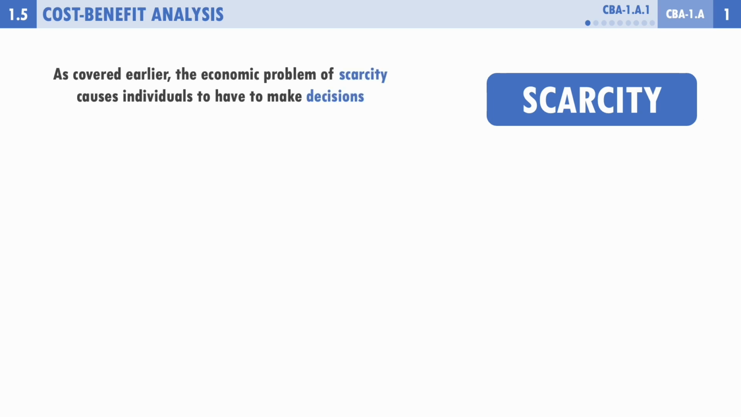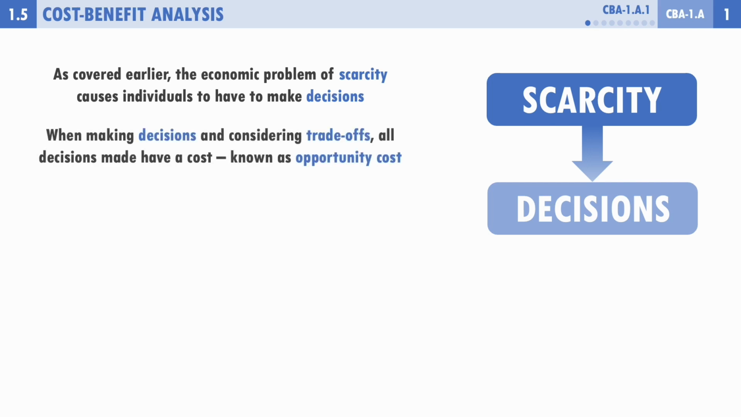So we had talked last time, and over the last couple times, discussing the idea of scarcity, how this is the economic problem, and it's scarcity that forces individuals to then make decisions. And we said that whenever we make decisions, we have to consider all the different trade-offs, right? That if we choose one thing, we can't choose another thing. But we said those decisions with the trade-offs, they have a cost. And this cost is known as our opportunity cost.